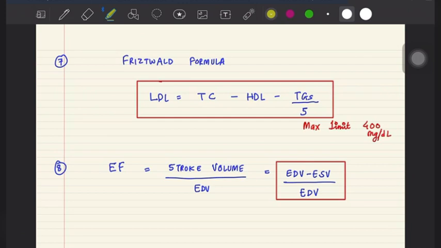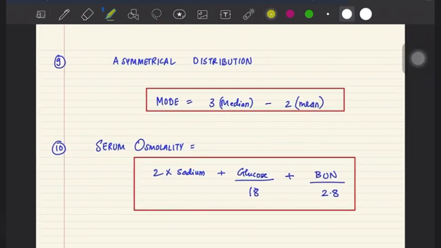The eighth formula is based on calculation of ejection fraction, and it is given as stroke volume divided by end diastolic volume, that is end diastolic volume minus end systolic volume, divided by end diastolic volume. Ninth formula based question is on biostatistics, and it is calculation of mode in an asymmetrical distribution or a bimodal distribution. So mode in an asymmetrical distribution is calculated by 3 into median minus 2 into mean.